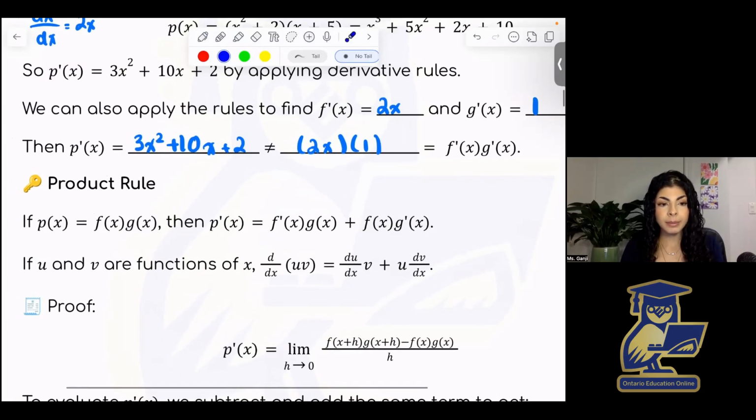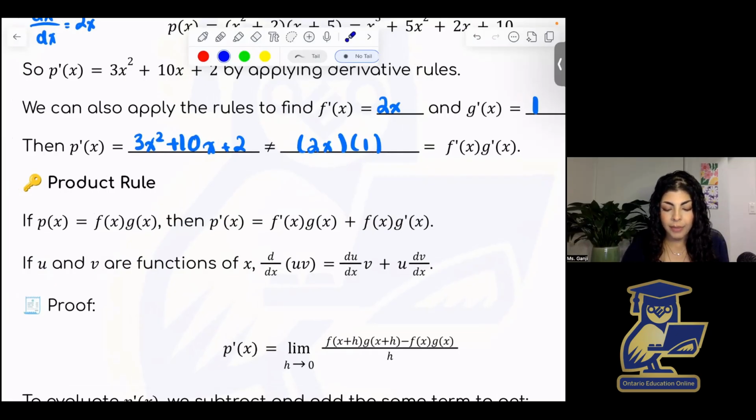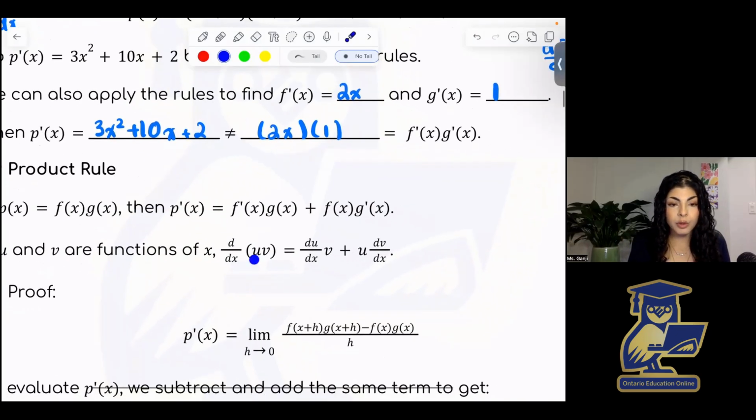And in Leibniz notation, if u and v are functions of x, then d of uv, and this is just a product, u times v, of dx is going to be the derivative of u with respect to x, or du by dx, times v, I'm not changing v, and in the second term, so we're adding these two terms, we have u times the derivative of v with respect to x, or dv by dx.